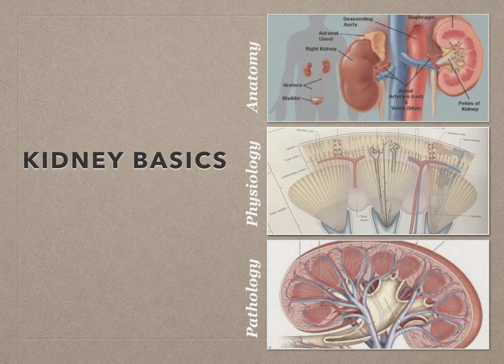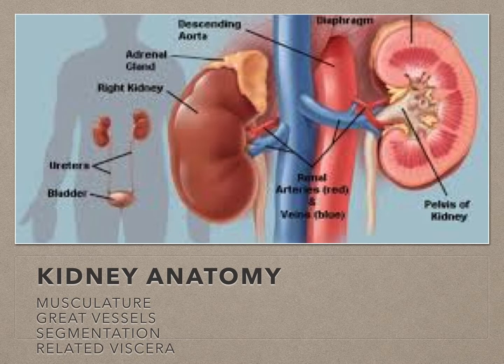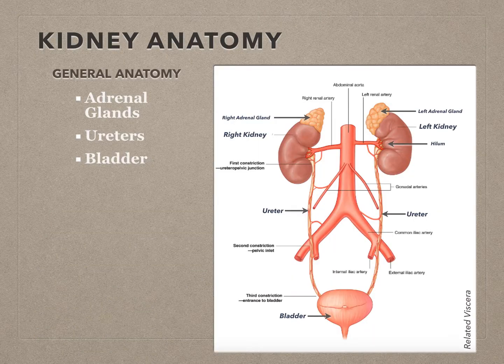Today, we will discuss some basics about the kidneys, an organ of the urinary system. Three main topics on the kidneys will be presented: the basic anatomy, physiology, and a few common pathologies. In our presentation of kidney anatomy, we will discuss the musculature, the great vessels, kidney segmentation, as well as some related viscera.